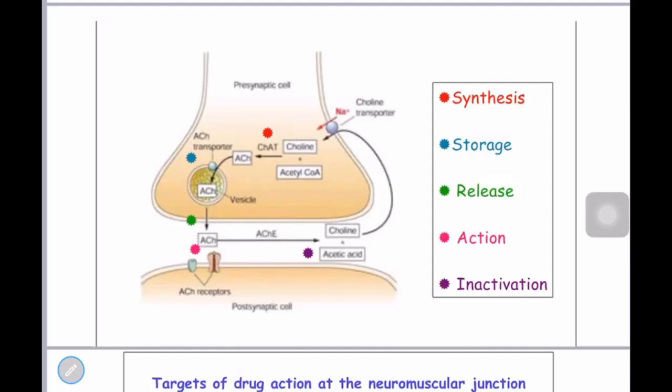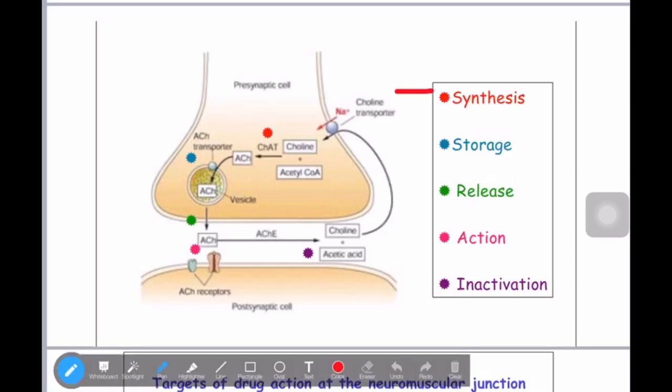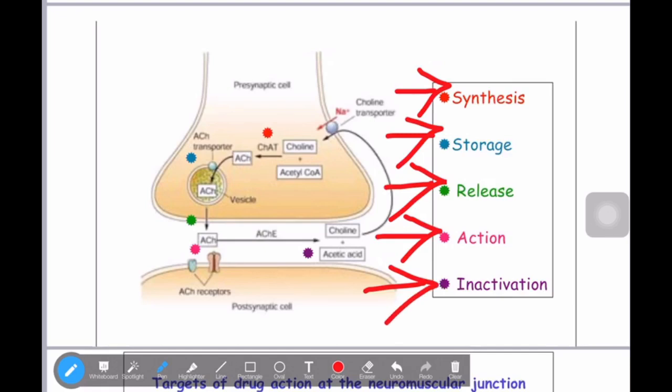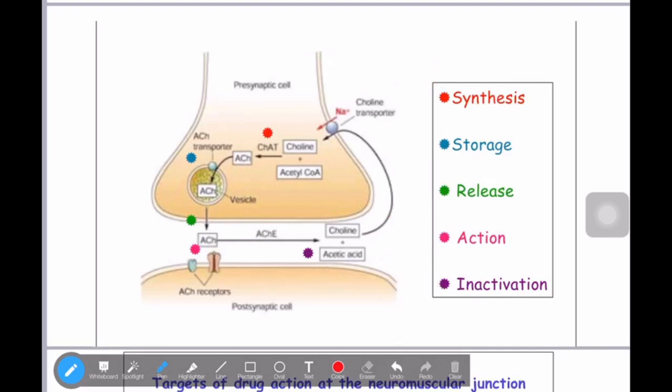Today we are going to talk about acetylcholine synthesis, how acetylcholine is made. These are the main things we need to know for this exam: synthesis of acetylcholine, storage, release, action, and inactivation. We are going to read these steps from this picture. I'll tell you how acetylcholine is made.